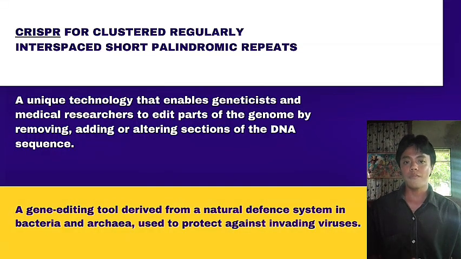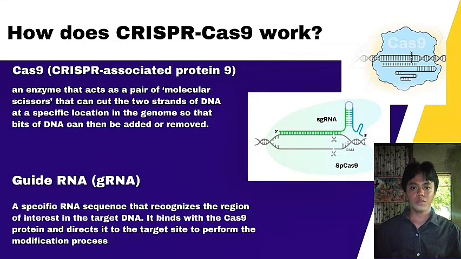CRISPR is derived from a natural defense system in bacteria and archaea, used to protect against invading viruses. This system has been adapted and refined for precise gene editing in various organisms. Let's explore the mechanics of how CRISPR-Cas9 works at the molecular level.